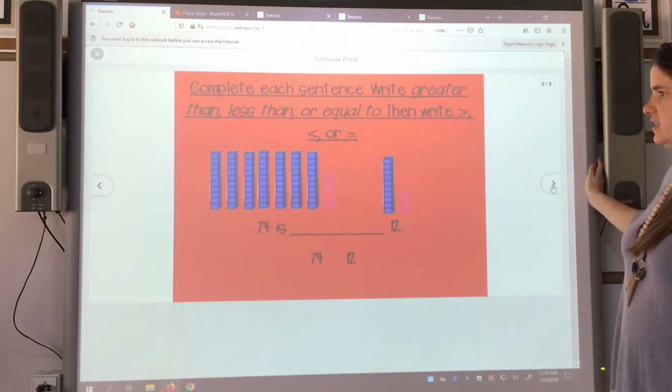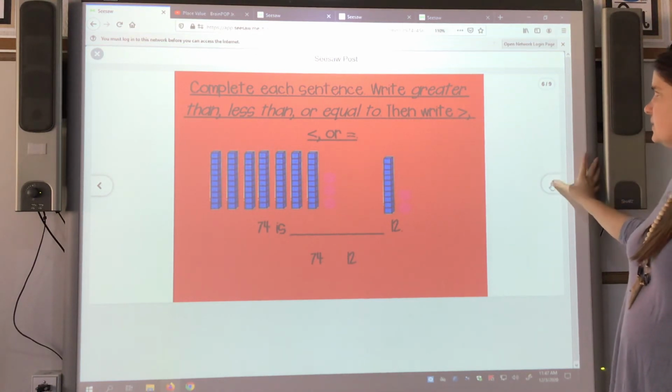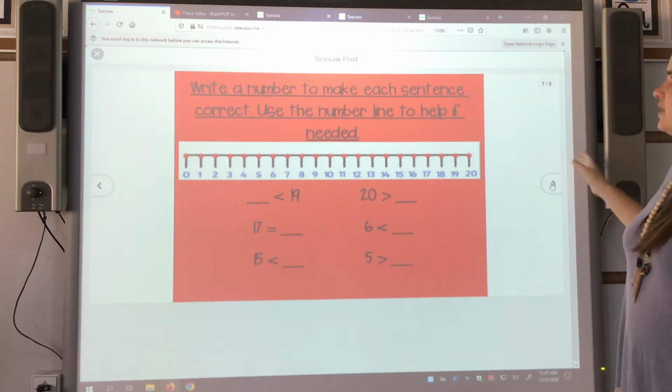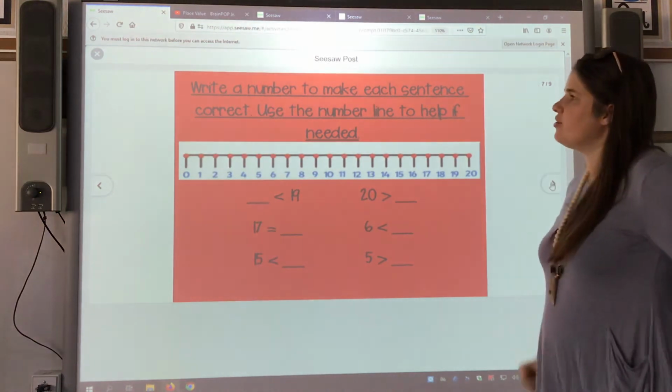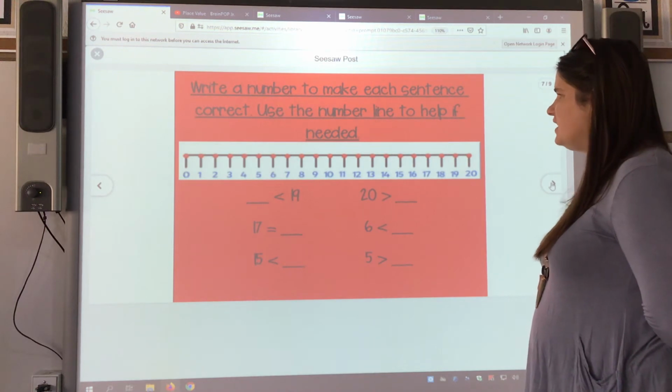Go ahead and complete this one at home. Your numbers are 74 and 12. We're going to do 1 or 2 of these together. Write a number to make each sentence correct. Use the number line to help if needed.